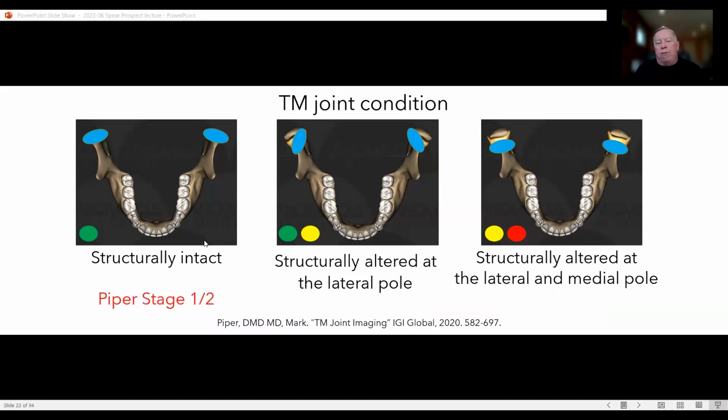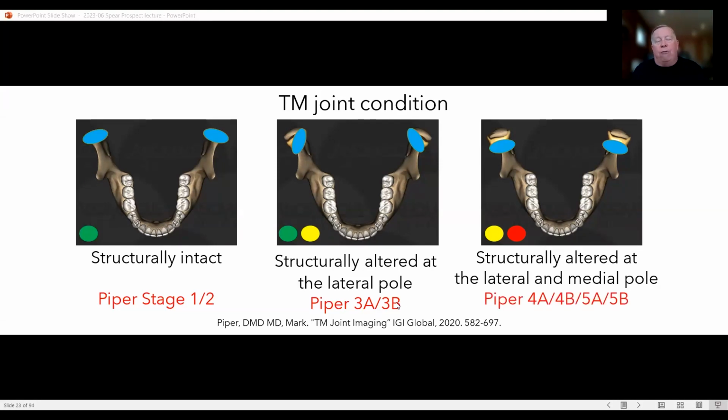For those of you who may be familiar with the Piper classification, Mark Piper's an oral surgeon who's retired, came up with a classification system many years ago that talked about Piper stages 1 and 2 being the green type joints. Piper 1's completely normal. Piper 2 just has a little bit of strain on the lateral aspect. Not a big deal. The green yellows are the Pipers 3A and 3B. 3A is a lateral pole click, so that's a disc displacement with reduction at the lateral pole. 3B is a disc displacement without reduction at the lateral pole.